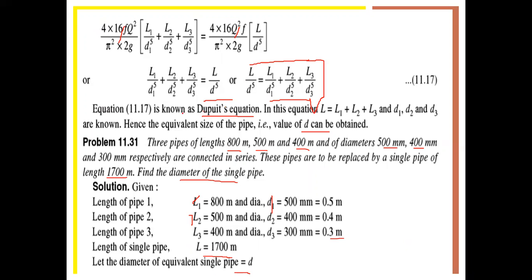Next one. Three pipes of length 800 meters, 500 meters, 400 meters, and diameters 500, 400, 300 respectively are connected in series.